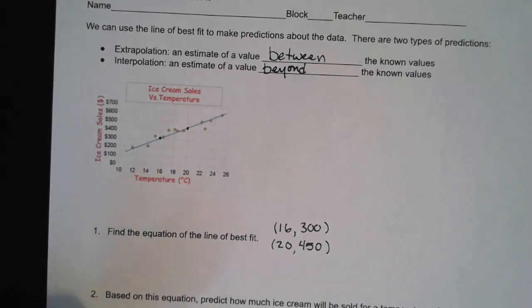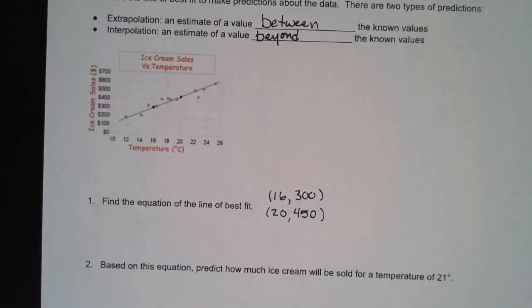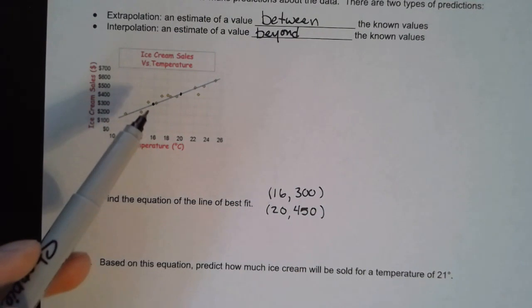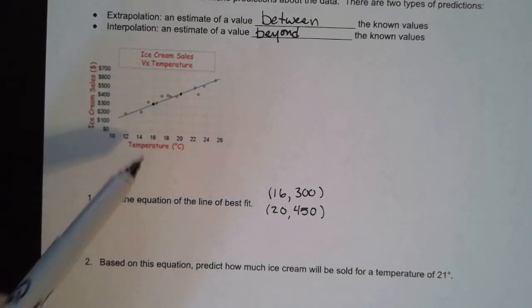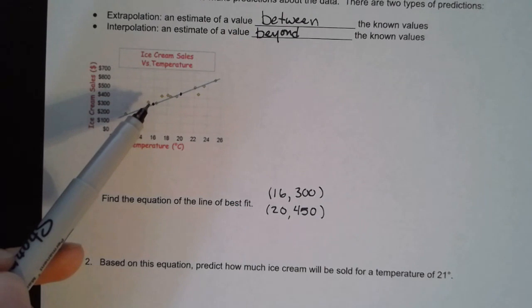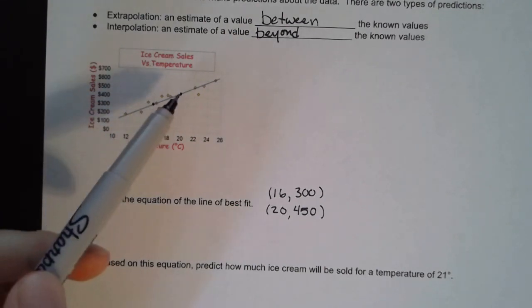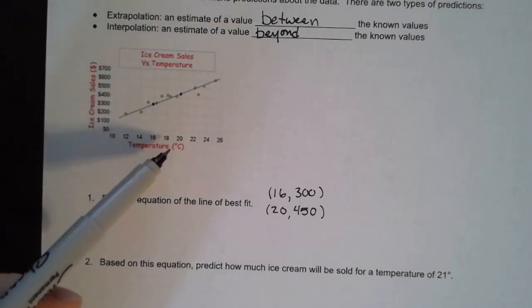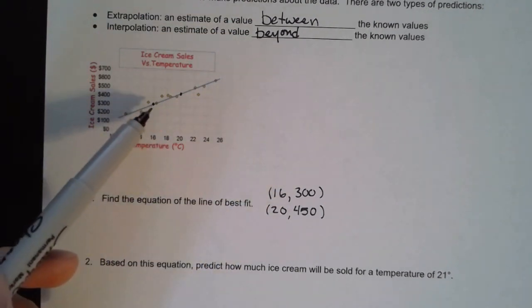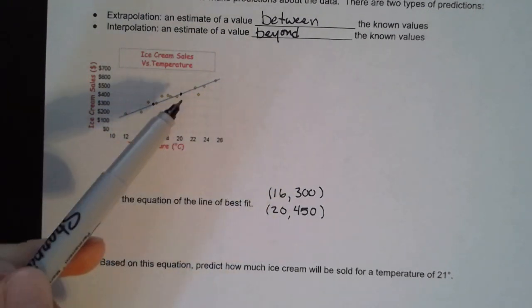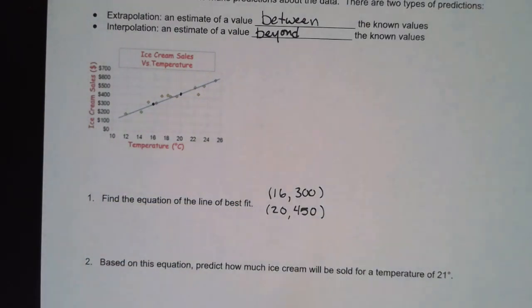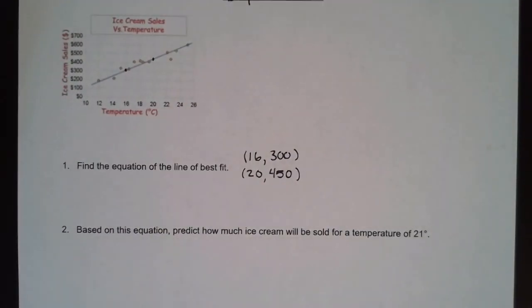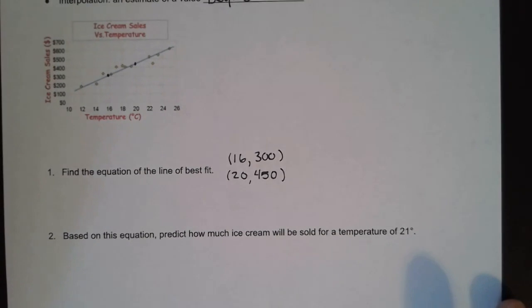So to find the equation of the line, I picked two coordinates that are on the line, not two points that are given to us. I just want to make sure they're on the line, the ones that I can easily identify what the coordinates are. So I did 16, 300, and 20, 450. Given 2 points, we can find the equation of the line.